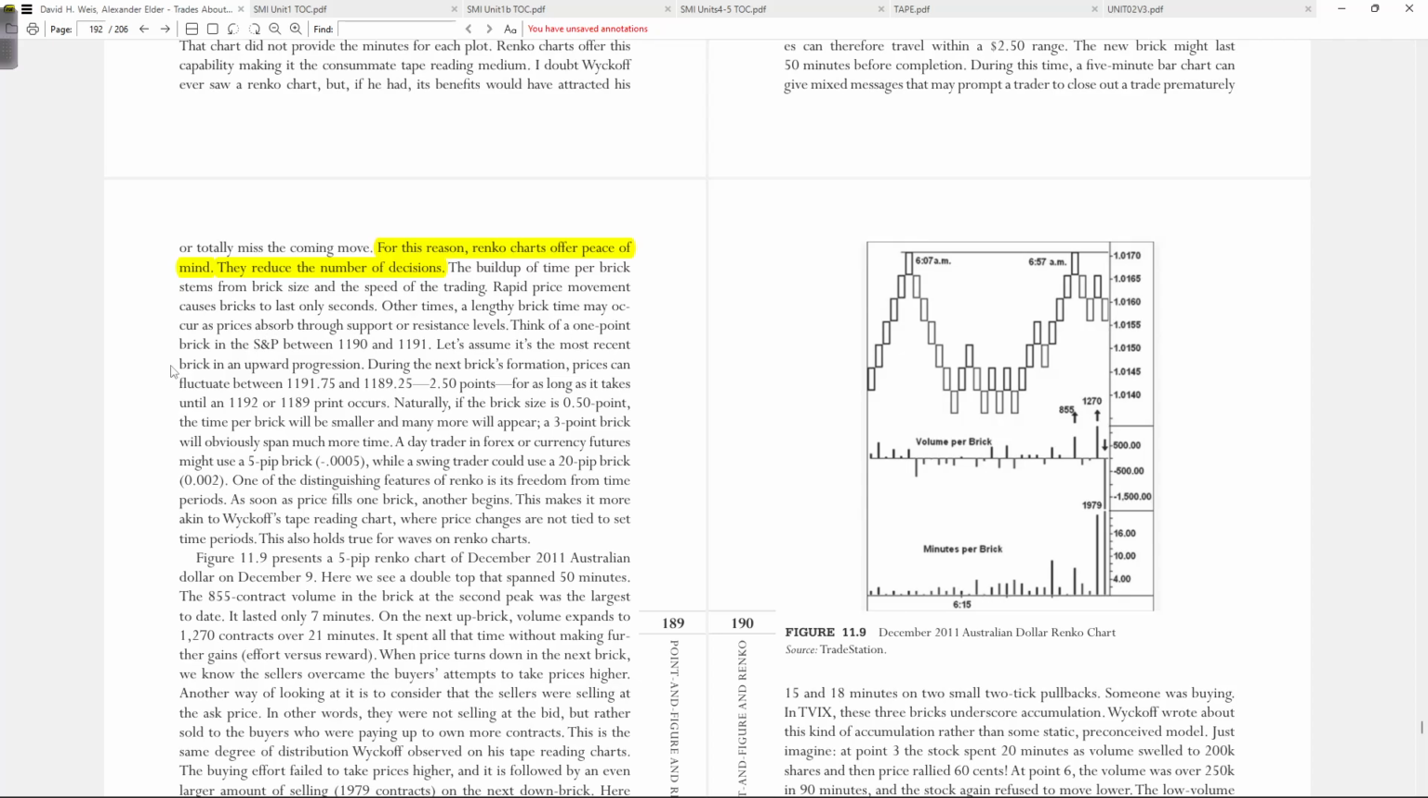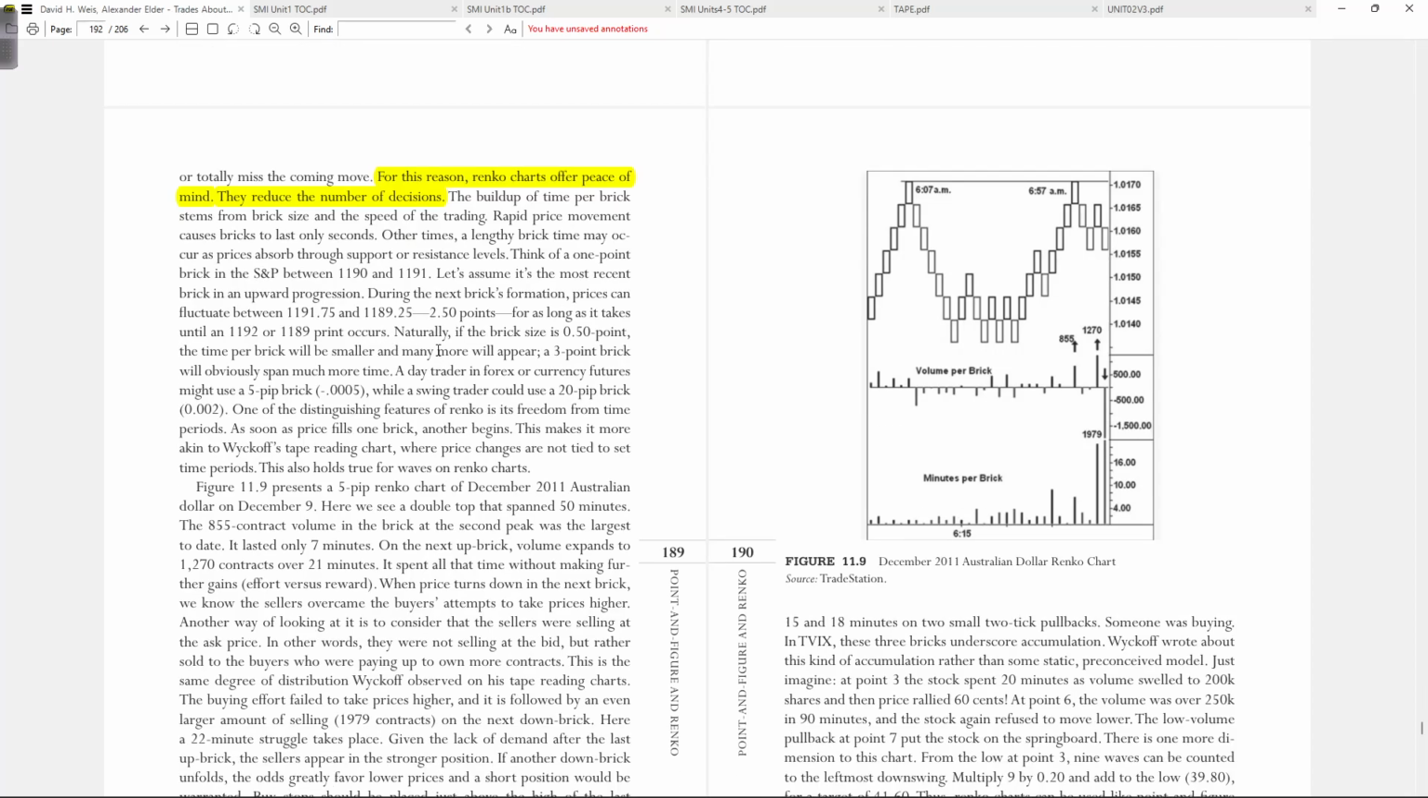Think of a 1 point break in the S&P between 1190 and 1191. Let's assume it's the most recent break in an upward progression. During the next break's formation, prices can fluctuate between 1191.75 and 1189.25, which is 2.50 points, for as long as it takes until a 1192 or 1189 print occurs. Naturally, if the brick size is 0.50 point, the time per brick will be smaller and many more will appear. A 3 point brick will obviously spend much more time.